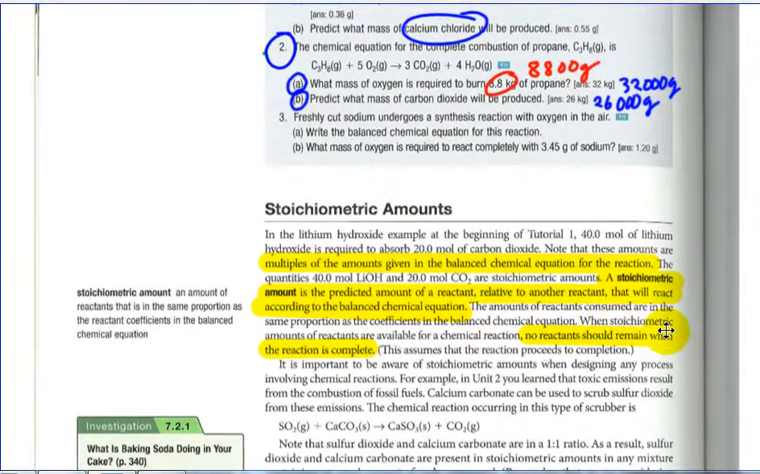And of course, when stoichiometric amounts of reactants are available, you shouldn't be left with any reactants left over. Of course, that is not true in real life, but if we had exactly 1 mole and exactly 5 moles, all of those reactants would be converted.